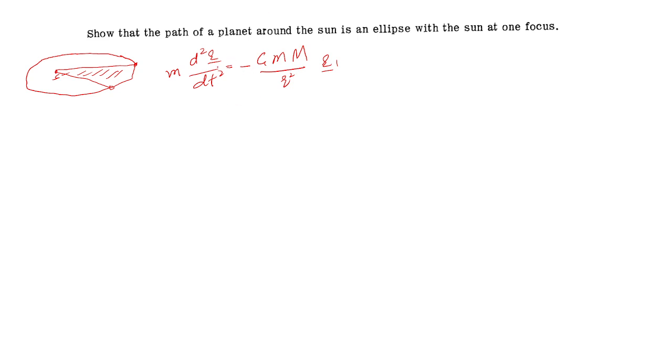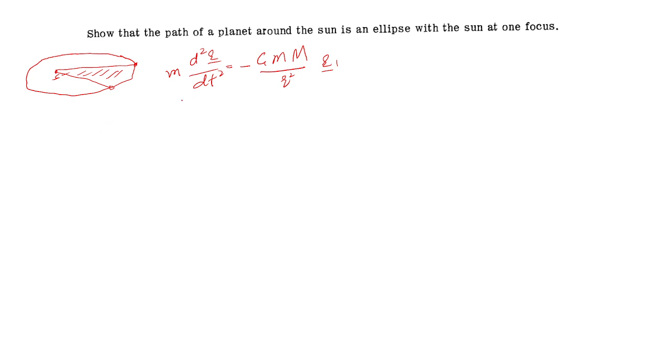Okay, let's show that the solution of this equation, or the path followed by the particle which obeys this equation, is in fact an elliptic orbit, an elliptic path. In other words, the solution of this equation represents the elliptic path which is followed by the planet around the sun.